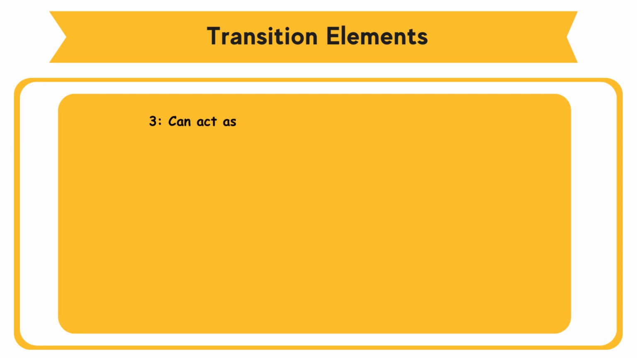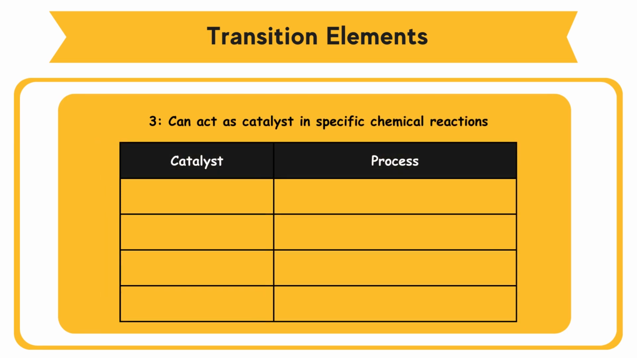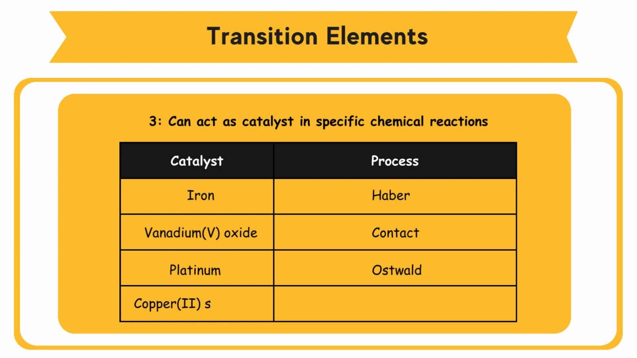3. Can act as catalyst in specific chemical reactions. Catalyst process: iron, Haber process; vanadium(V) oxide, contact process; platinum, Ostwald process; copper(II) sulfate, zinc reacts with H2SO4 to form ZnSO4 and H2.